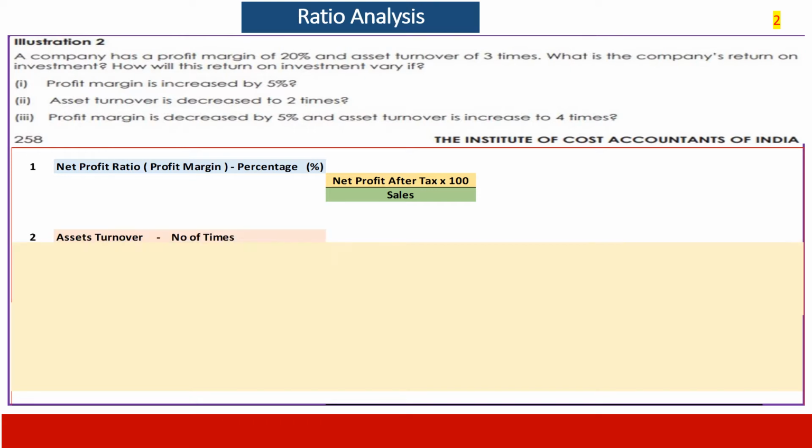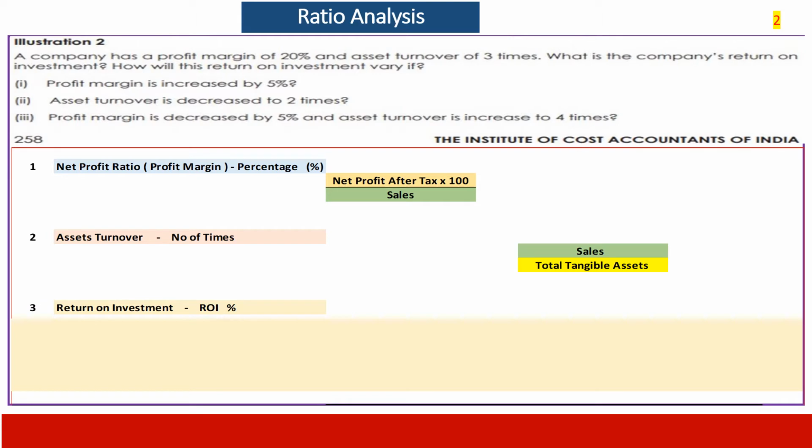Net profit after tax divided by sales into 100 is the net profit ratio, which is indicated in the question as 20%. Second, assets turnover, which is always expressed in terms of number of times, is calculated by dividing sales by total tangible assets or capital employed. These two concepts, we know the formula, but the question we are asked is, what is the return on investment? What is the relation between these two and return on investment?